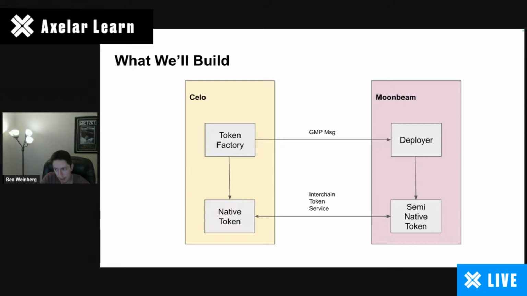So the 50,000 foot view of what we're going to be building, before we step into the code. Apologize, I'm getting over something here. We're going to start off in the bottom left corner with what's called our native token. That's going to be our quote unquote advanced token that we're building out. It's going to have some functionality, which I'll get into later. But the deployment of this native token on Celo, which will be our home chain, will be done through the token factory, which we will also be building. So the token factory can deploy the native token.